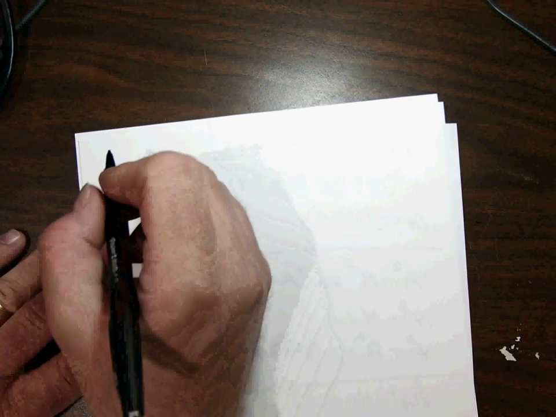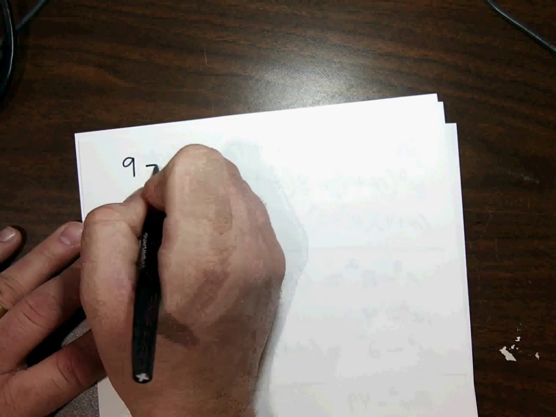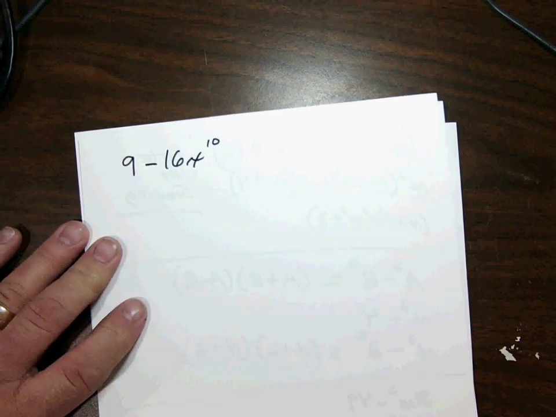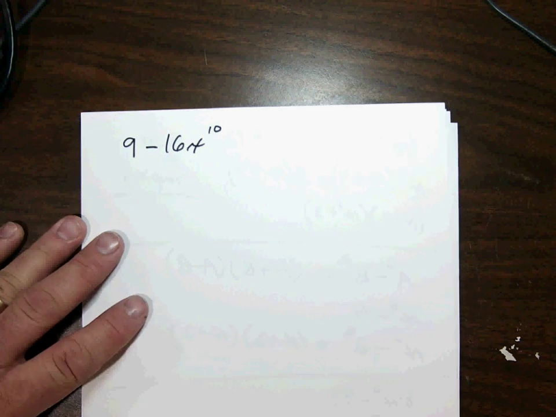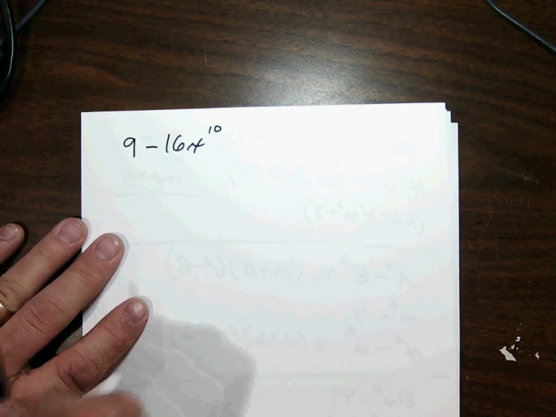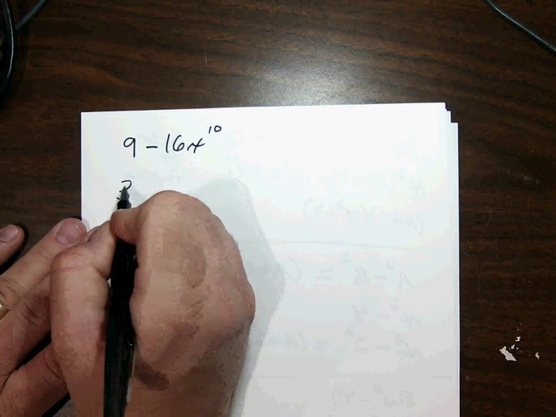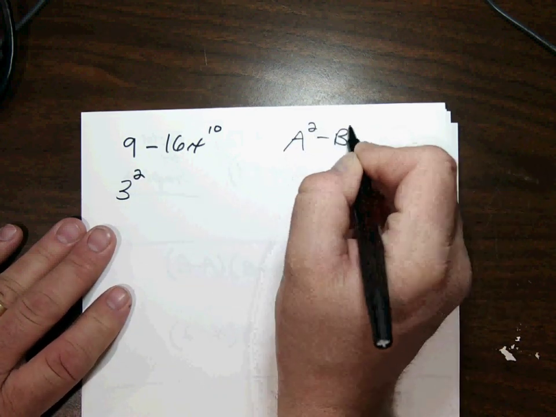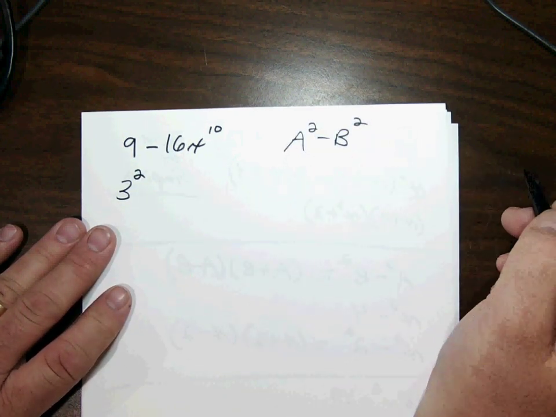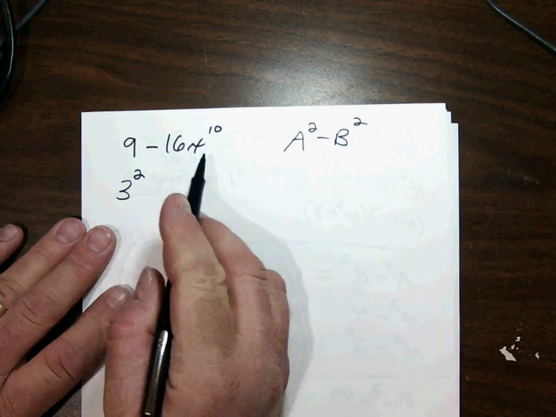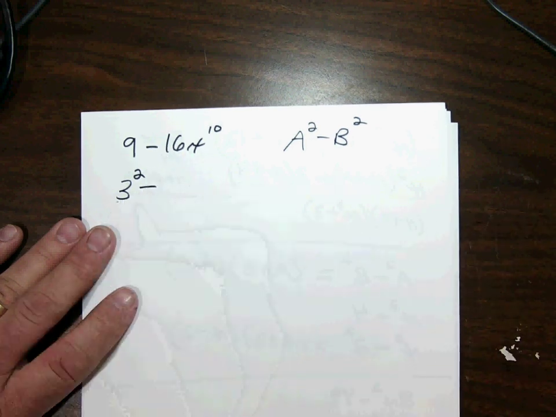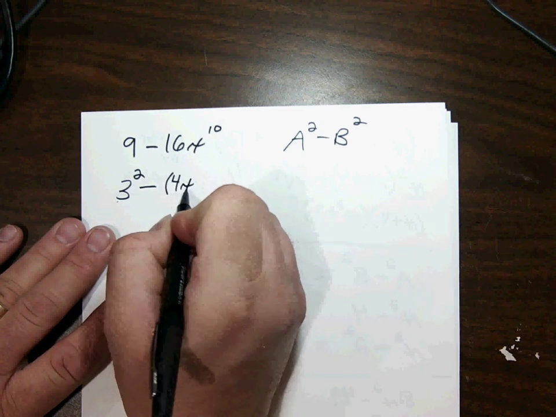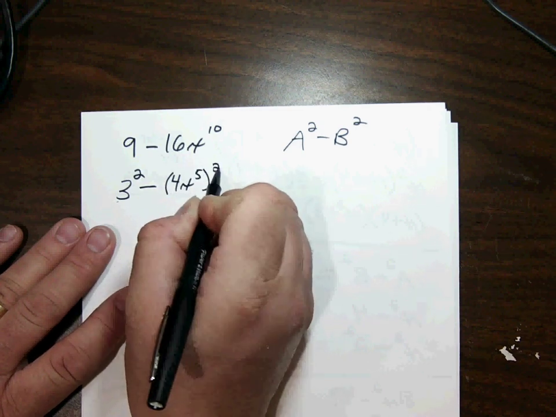How about this one? 9 minus 16x to the power of 10. Oh boy, now this really doesn't look like it fits the pattern. Let's think about it though. 3 squared is 9, so I can make that look like an a. I want to see, does it fit into that pattern? Something squared minus something squared. What about this now? So I got something squared minus, well, isn't this really 4x to the power 5 squared?